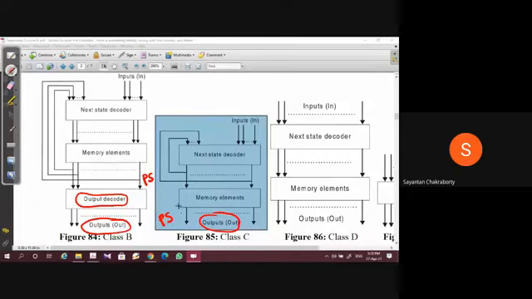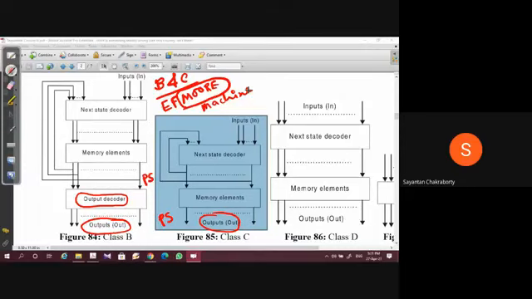Since the output is independent of the input at any instant, these class B and C types of sequential circuits are named after E.F. Moore as the Moore machine. So what is the basic difference between a Mealy machine and a Moore machine? In a Moore machine, the output is only a function of the present state, whereas in a Mealy machine, the output is a function of the present state and input. So it's a combination of present state and input. But in a Moore machine, the output is only a function of present state.